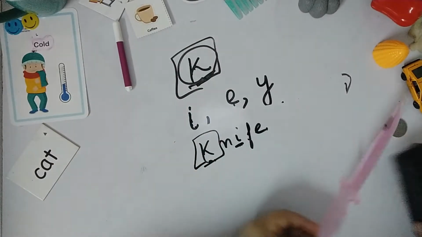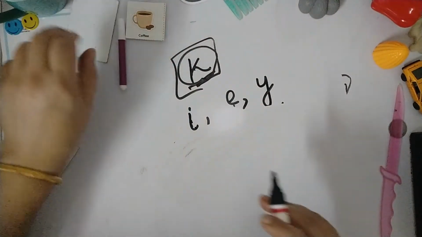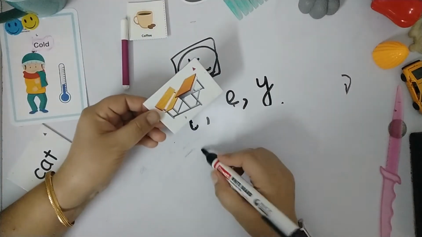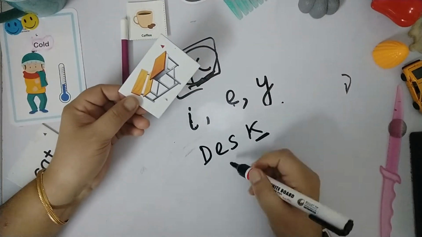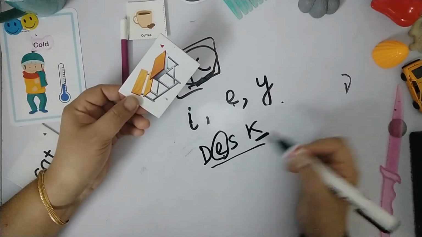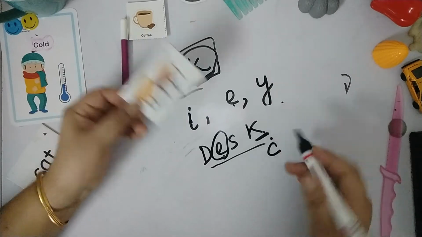instead of C. Then again, you can use this example also, like in the classroom where we are sitting, we are sitting on the desk. So desk, right? Here K is coming at the end because you can see here where E is used. So that's why, instead of C, we are using K, right?